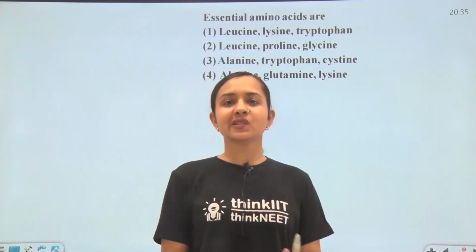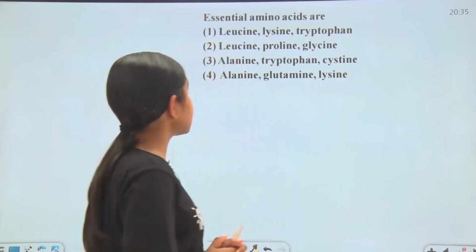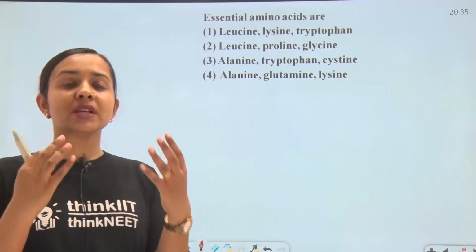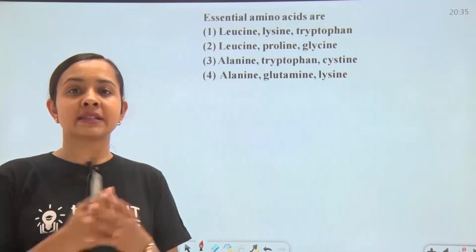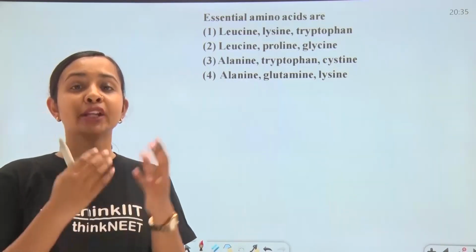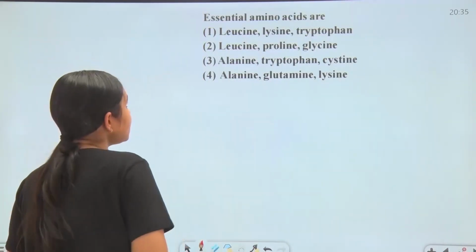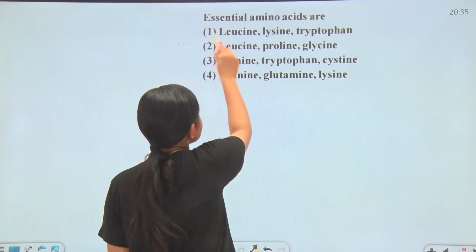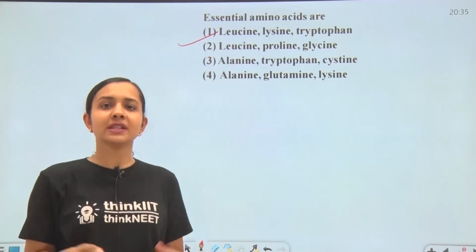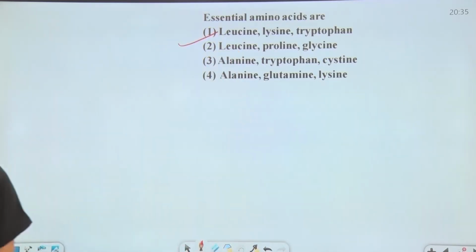Hello dear students, our next question is essential amino acids are. Student, essential amino acids are those acids which are not formed in our body, and they should be taken in the diet from outside sources, right? So leucine, lysine and tryptophan, these three are essential amino acids, so that's why option 1 is the correct answer. Thank you.